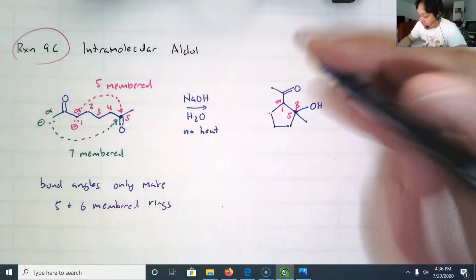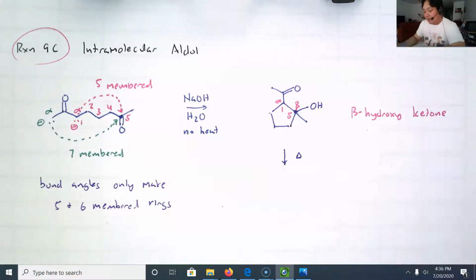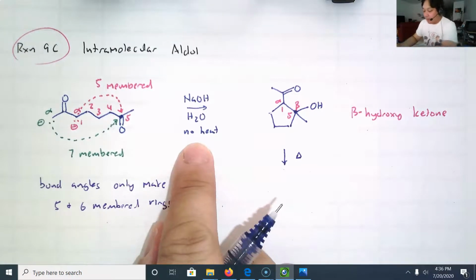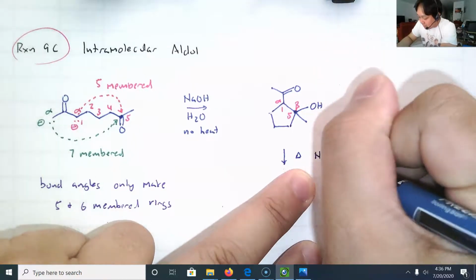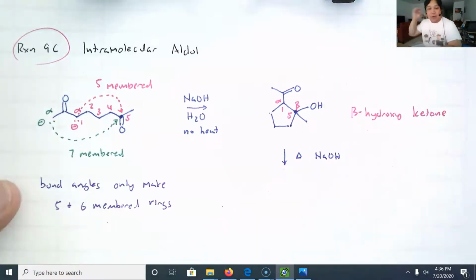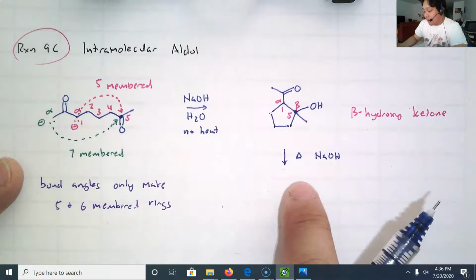Okay. If I had added heat, and really you would want to add heat here, but let's add heat and some base. Then where would the double bond occur? That's my question for you. Draw the product of this now.